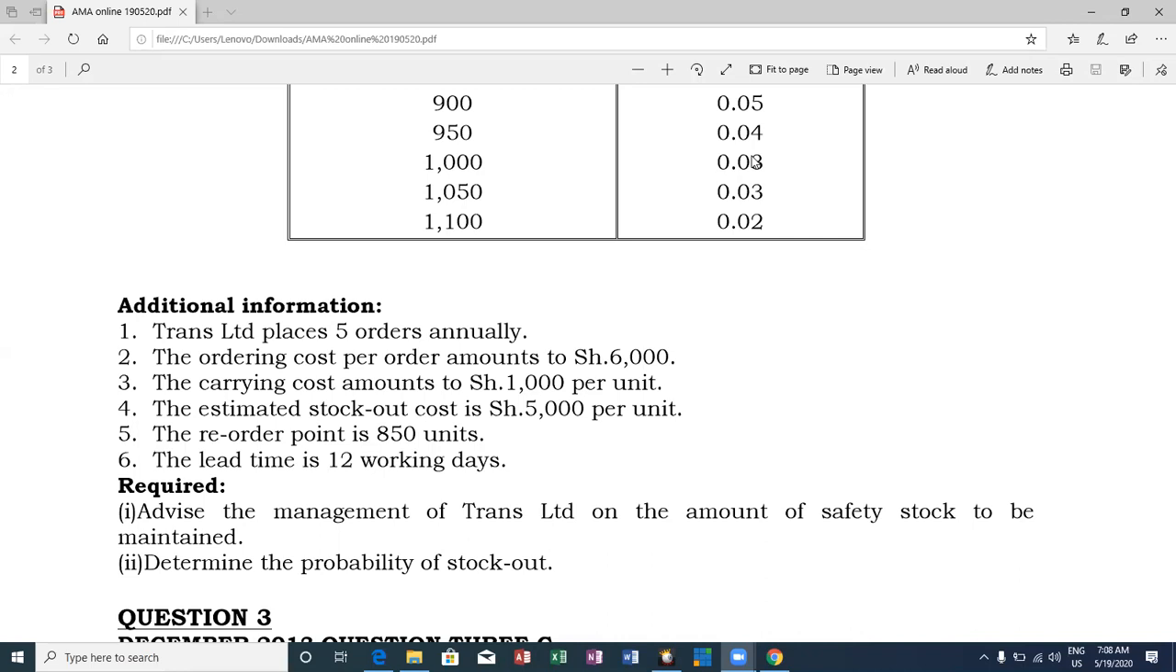I don't know whether we are together here. It's a simple question. Students normally hear probability and think it is something big, but here it's a simple thing. We have decided to stock 1050. What is the probability of running out of stock? You can only be said to run out of stock if your demand is higher. So you look for all those higher demands. So the probability here should be equal to 0.02.